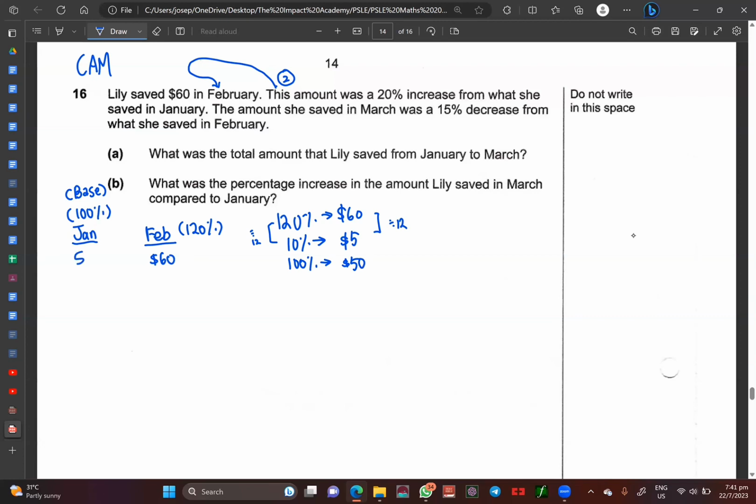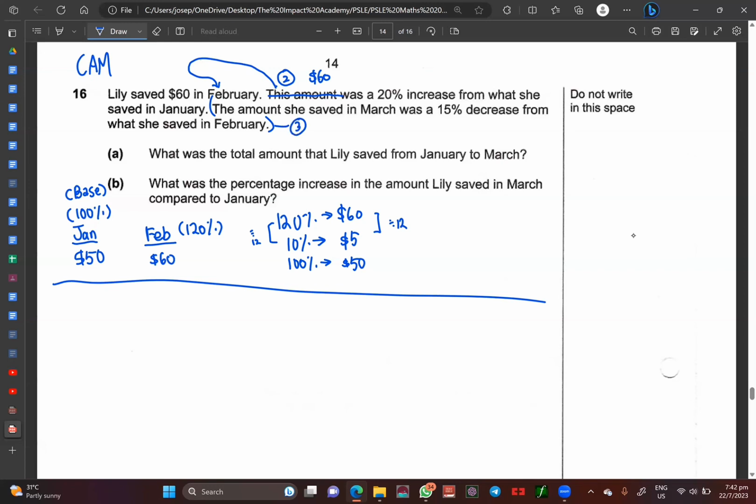Now, this makes a lot of sense, right? Can I just get you to do this? You see, I cancel the word this amount. I will put $60 was a 20% increase from what she saved in January, which is $50. So $60 is definitely more than January. So remember this. Now, once you are done with this, you draw a line, okay, you go on to the second part. They always like to ask the second part.